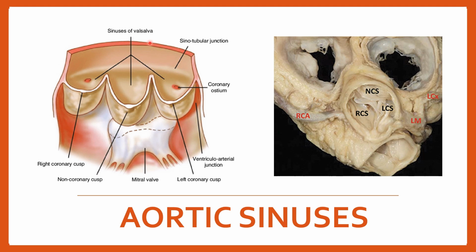sinuses of Valsalva. The anterior aortic sinus provides origin to the right coronary artery, and the left posterior aortic sinus gives origin to the left coronary artery. So these two sinuses, that is the anterior and the left posterior, are known as the coronary sinuses. Whereas the right posterior aortic sinus does not give origin to any coronary arteries. So that is why it is designated as non-coronary sinus.